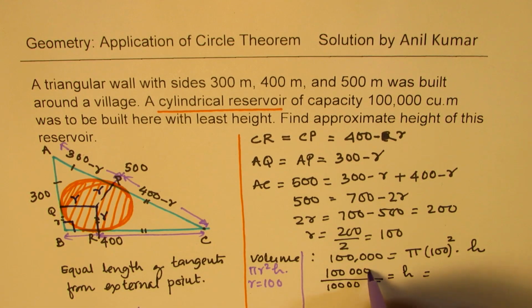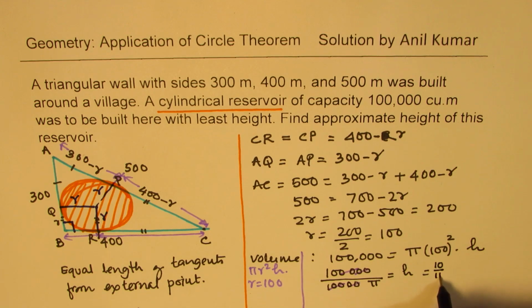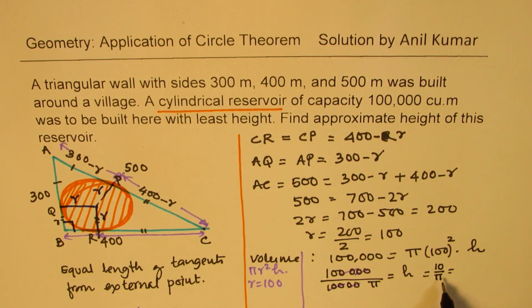Now, 4 zeros, right? 2 and 2. We are left with 10 over pi. So 10 over pi is slightly more than 3, right? So approximately you can say about 3.2, for example. Or you can just mention this as 3 meters. So we can say it could be around 3 meters for that particular volume.